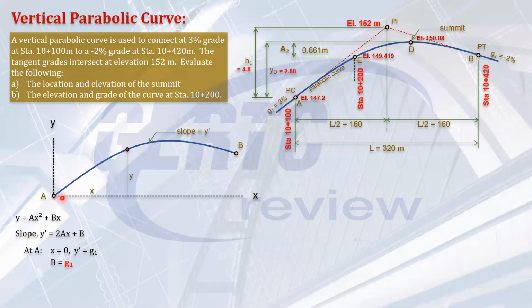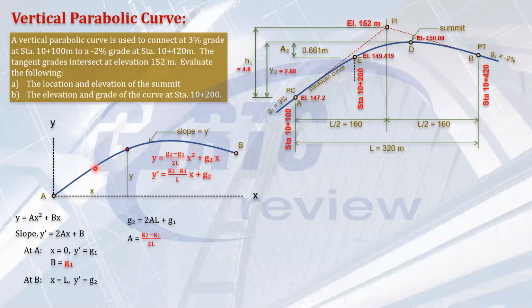And we also know that when x is L, at the end of the curve, at point B, the slope is g2. Substitute that here with b already known, and it will look like this: 2aL plus g1 equals g2. With that known, we can now solve the value of a. So I wrote it here. This is the equation of the parabola with grades g1 and g2 known. The equation is y equals (g2 minus g1) over 2L times x squared plus g1x. And the slope is equal to this.